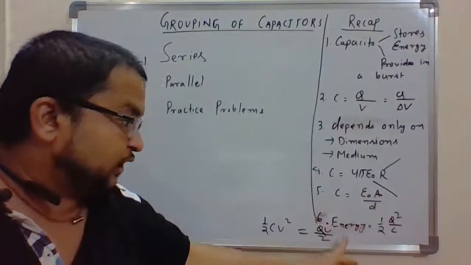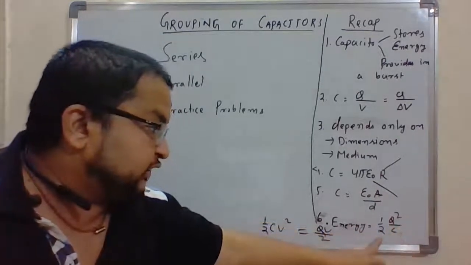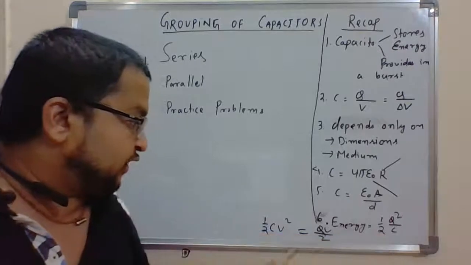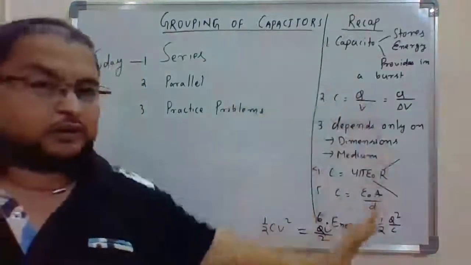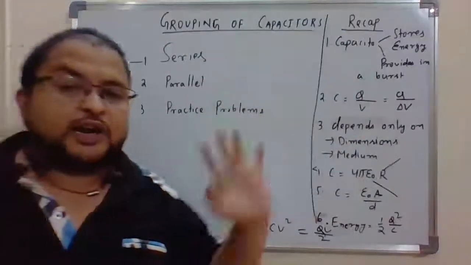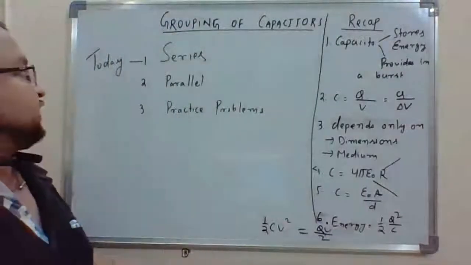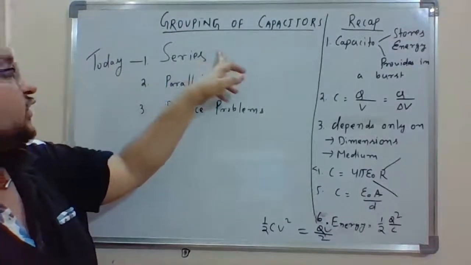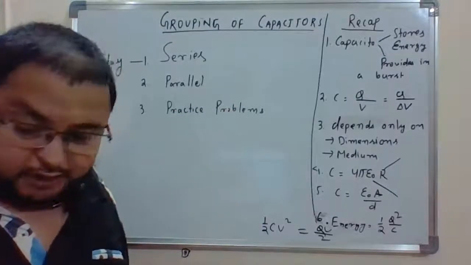And we understood the energy stored in a capacitor as Q square by 2C, which is also equivalent to half CV square and QV by 2. So we already had all this theoretical understanding from our first two classes, and today we are going to the next step, where we will see the series and parallel grouping of capacitors, right?